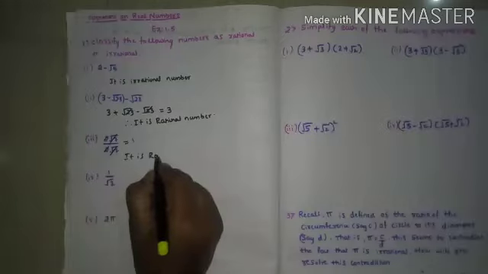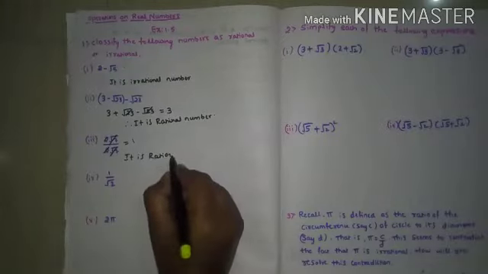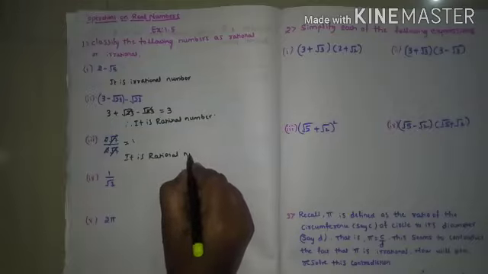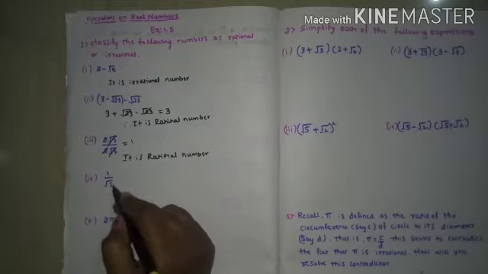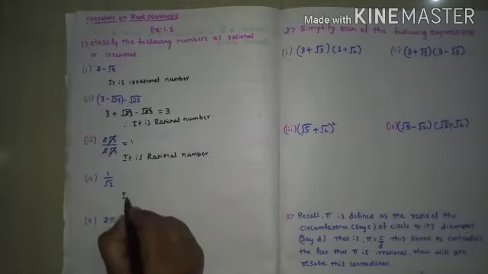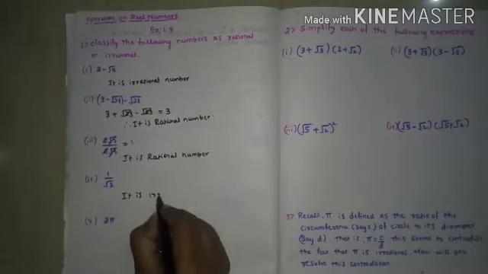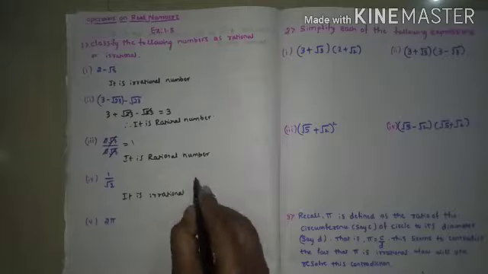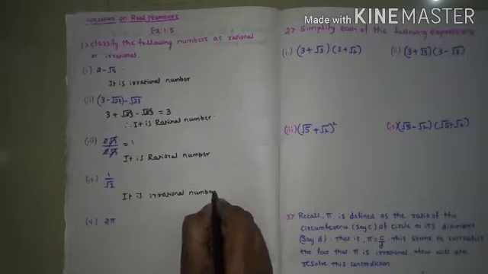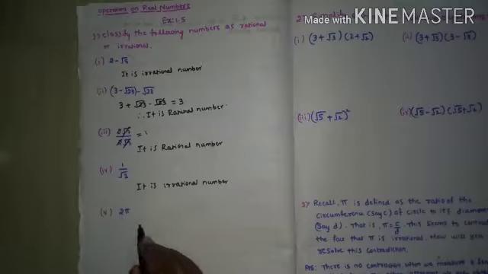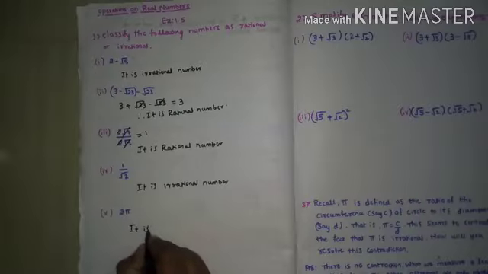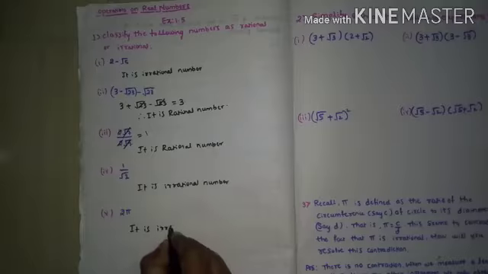You have to simplify, then check whether the given number is rational or not. It is a rational number. Next, 1 by root 2. This is irrational obviously because root 2 is not a perfect square, so it is an irrational number. Now 2 pi, we already know that pi is an irrational number. Therefore if you multiply 2 with an irrational number, it is also an irrational number.